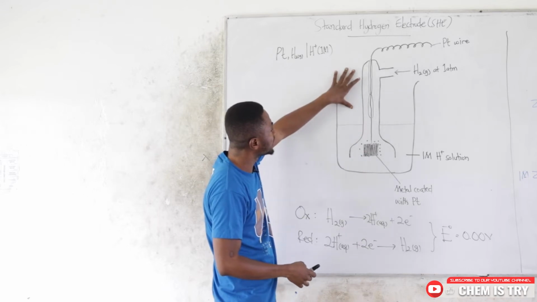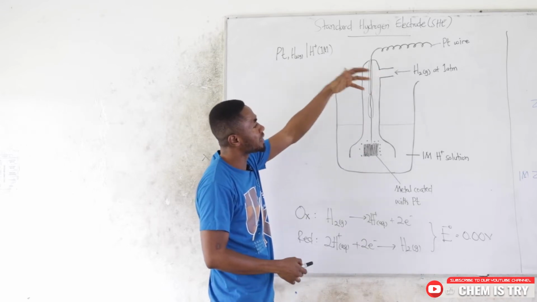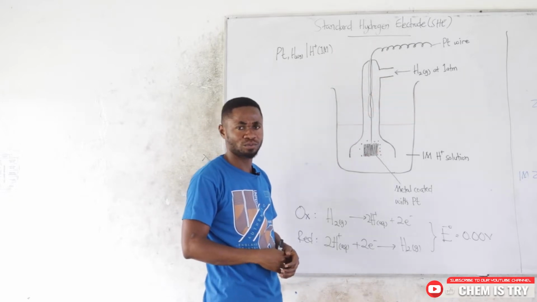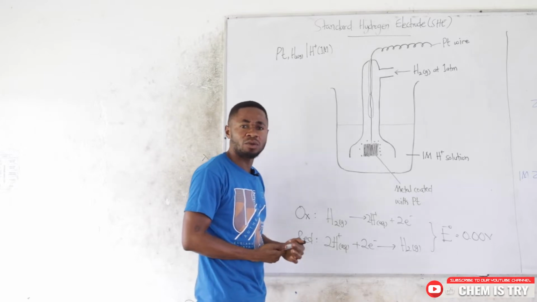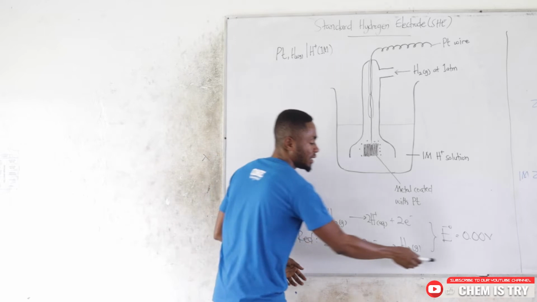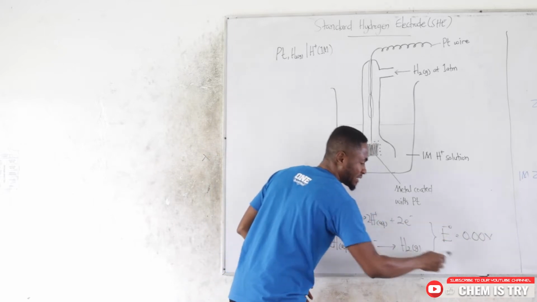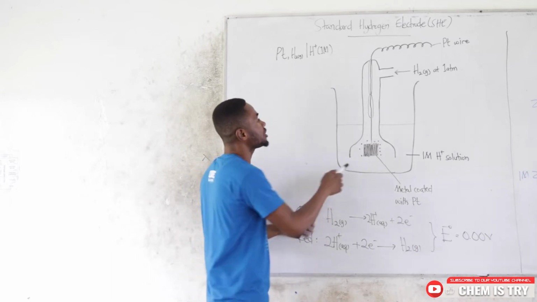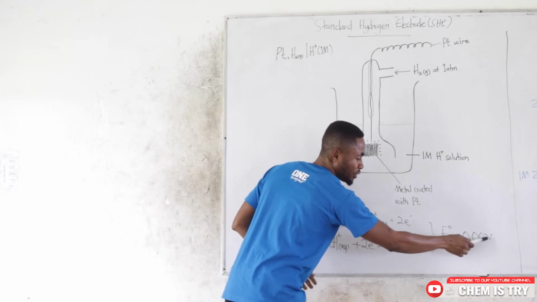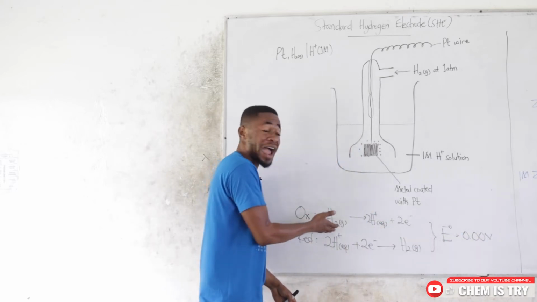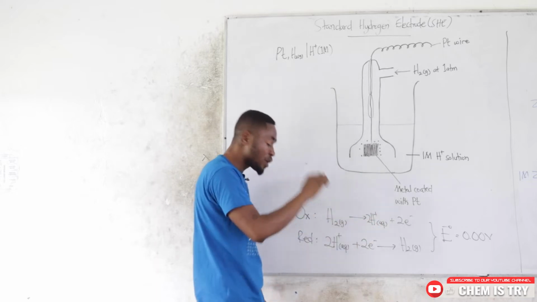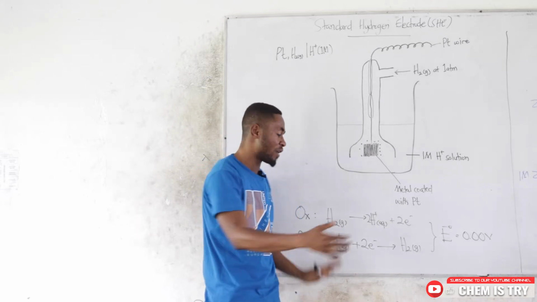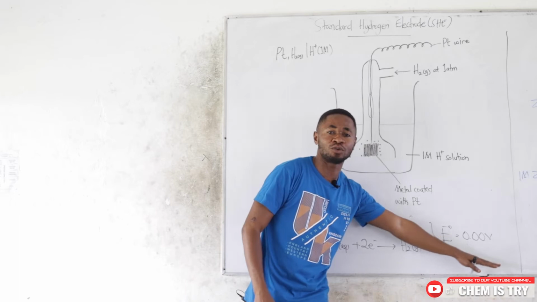Can we use the SHE to measure the standard electrode potential value of other electrodes? One thing we need to become aware of is that it has been internationally agreed that the standard electrode potential value of this SHE is 0.00 volts. So whether oxidation of hydrogen to hydrogen ions or reduction of hydrogen ions to hydrogen gas, the standard electrode potential value over here will have to be 0.00 volts.